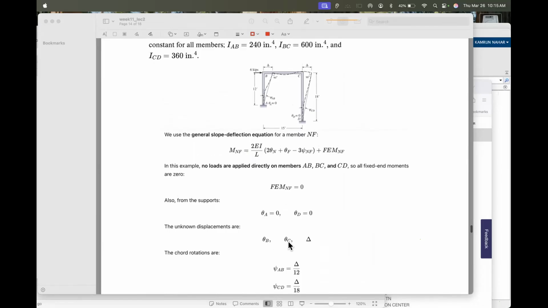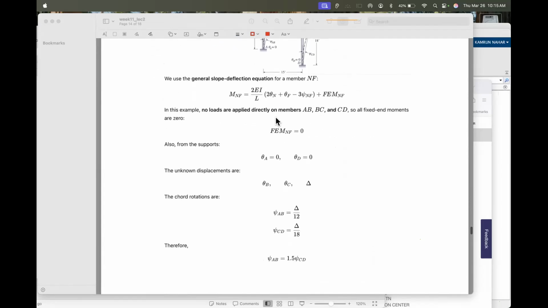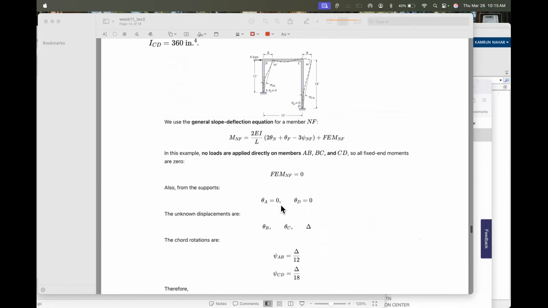Theta B, theta C are unknown. And also the displacement is unknown, because they said here a 6 kip load is applied laterally. So you need to compute those things as well. Okay, so we can write the equation: what is the psi for bar AB?